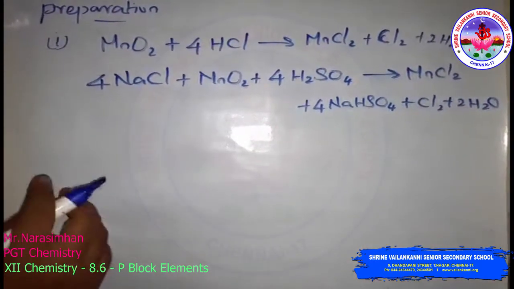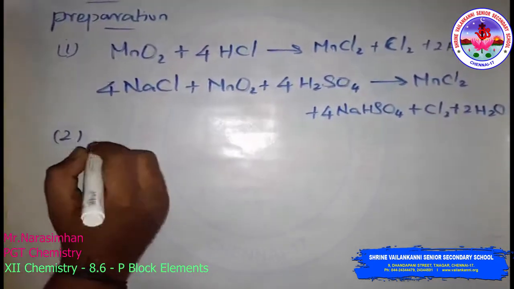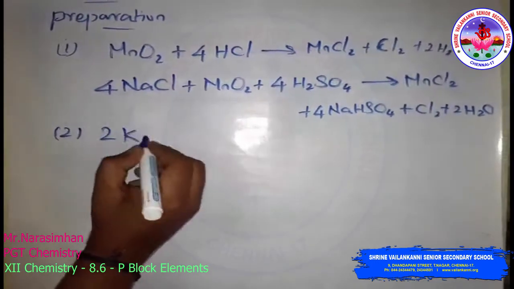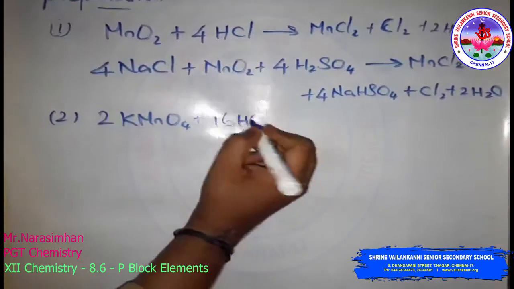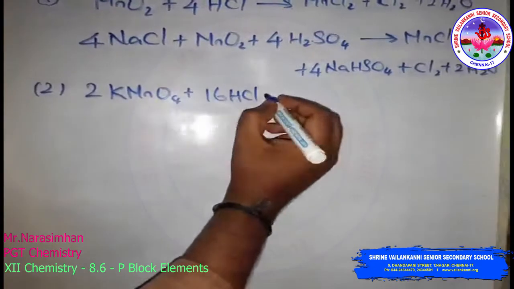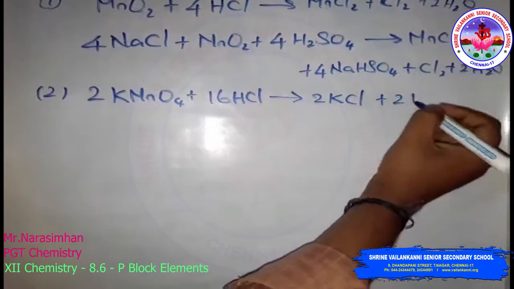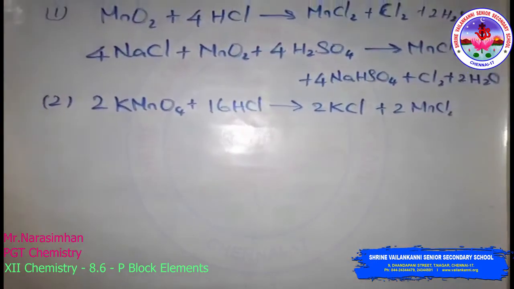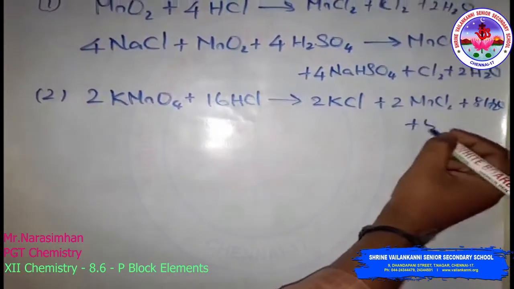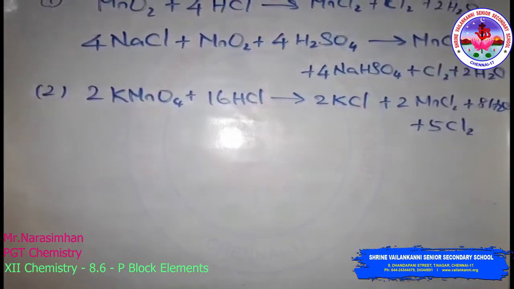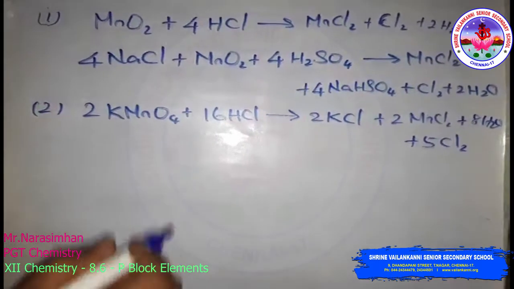Then the second method, by action of HCl on potassium permanganate. The 2 moles of potassium permanganate react with 16 moles of hydrogen chloride to produce 2 moles of potassium chloride and manganese chloride, that is MnCl2, 8 molecules of water and 5 molecules of chlorine gas. So this is the basic general preparation methods of the chlorine molecule.